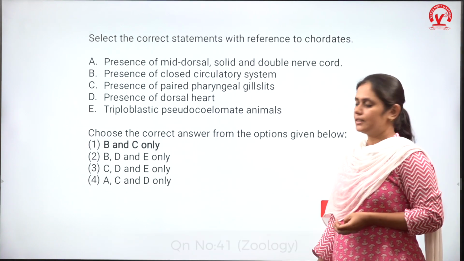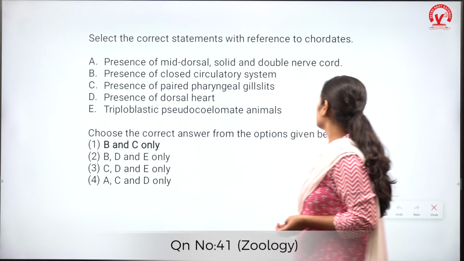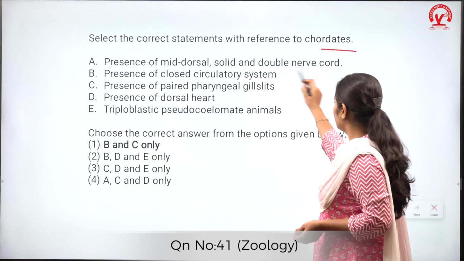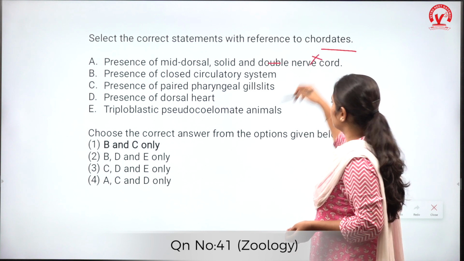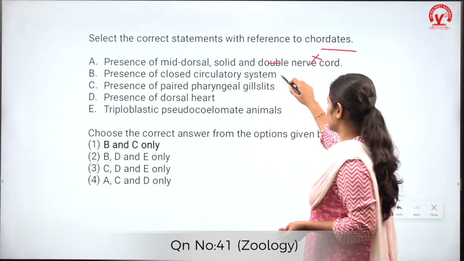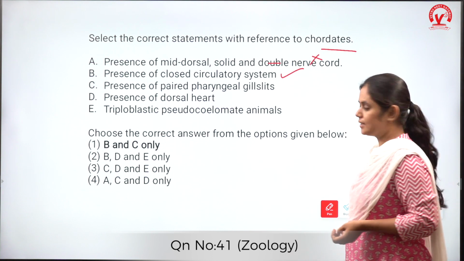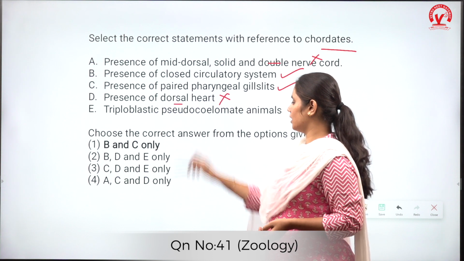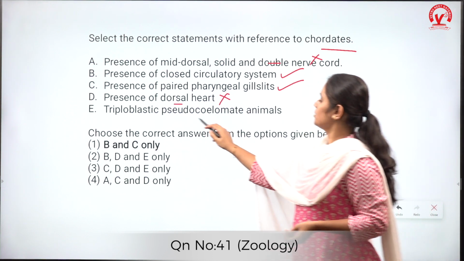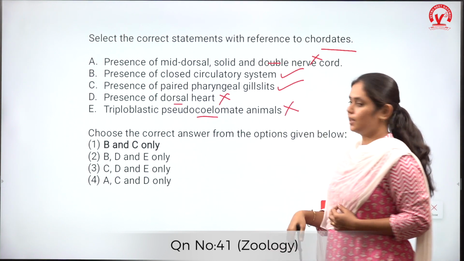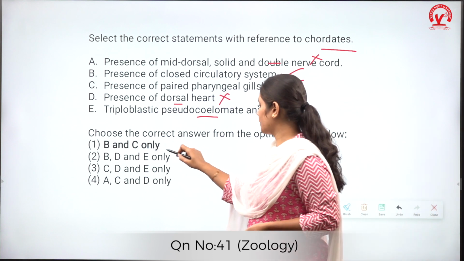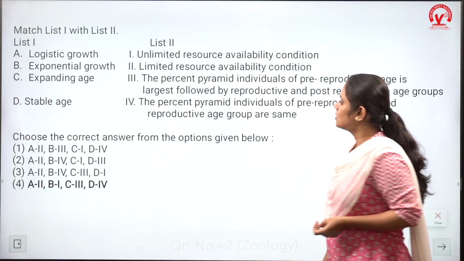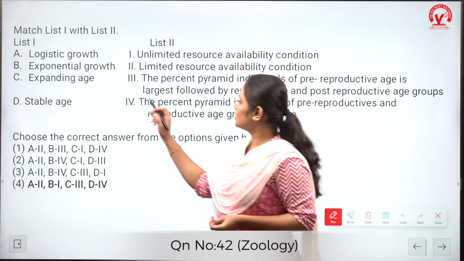Option 3. Select the correct statements with reference to chordates. The presence of mid-dorsal solid and double nerve cord is wrong. The presence of closed circulatory system is correct. The presence of paired pharyngeal gill slits is correct. The presence of dorsal heart is wrong because they have a ventral heart. Diploblastic pseudocoelomate animals is also wrong. They are coelomate animals. So the option is B and C only. Option 1 is correct.